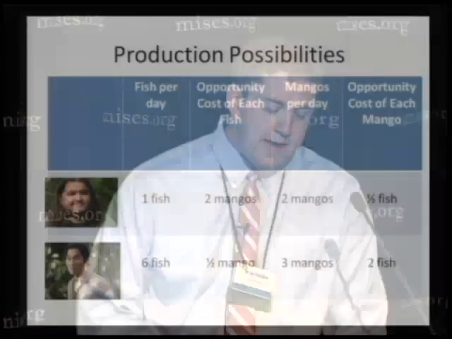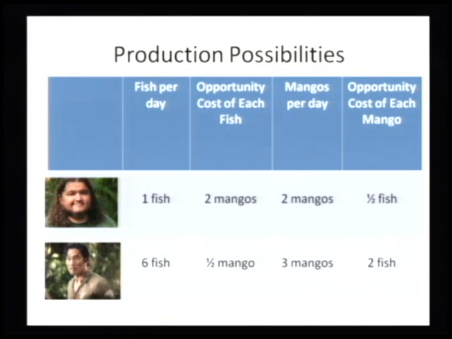Let's look at this from Jin's perspective. For every mango that Jin picks himself, he would have to give up the opportunity to catch 2 fish. So if he can get a mango by only giving up 1 fish through trade, then he's clearly better off. So this is also going to be a good deal for Jin. If they can agree to a mango price of fish that's between their opportunity costs, they can both make themselves better off.